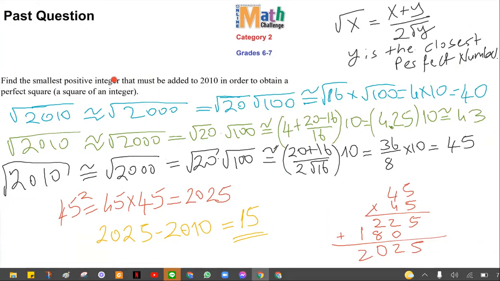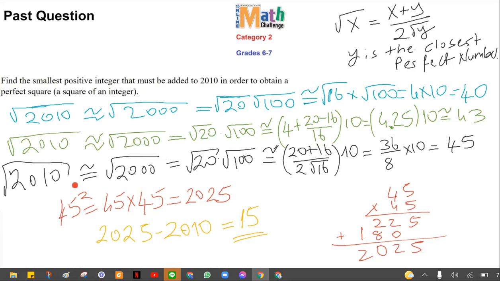Now the second question is: what is the smallest integer that should be added to 2010 to get a perfect square? If you are good at calculation, you can realize that this root should be more than 40, because 40 squared is 1600. You may check 41, 42, 43 and try to find which one is the closest, but we can also use some approximation techniques.